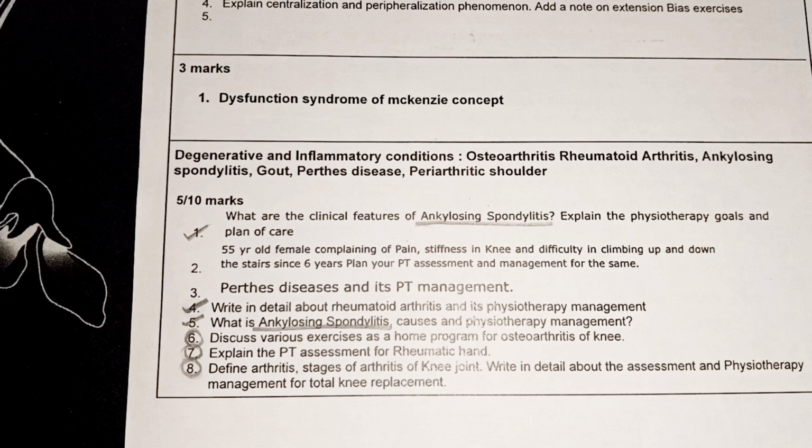Second one, this question is related to OA, that is osteoarthritis, which is given indirectly. Third one, Perthes disease and its PT management. Fourth one, write in detail about rheumatoid arthritis and its PT management. Fifth one, again it is repeated. It is of the same topic of the first question.